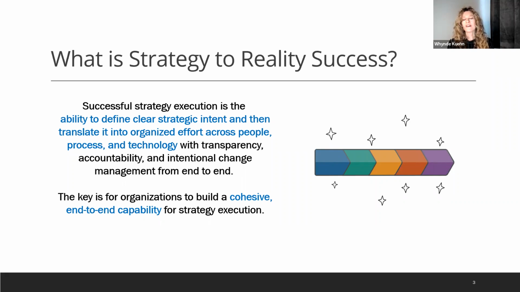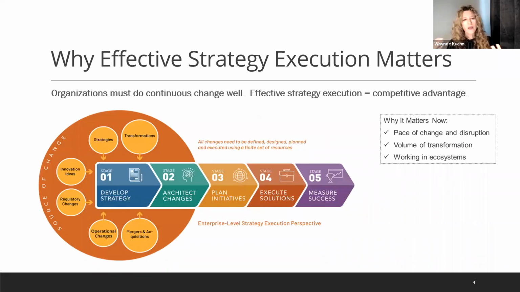The first is defining clear strategic intent, because that's what we're translating, that's what we're building upon. And then second, being able to translate that intent into organized effort across people, process, technology, potentially at very large scale within our organizations, with different organizational structures, legal entities, products, geographies, and being able to do that with transparency, accountability, and intentional change management for people. So really the idea is, how do we build a cohesive end-to-end capability or muscle in our organizations to do strategy to execution?